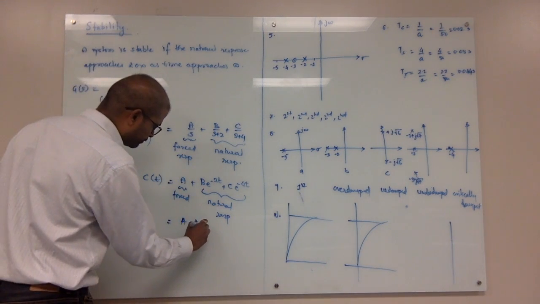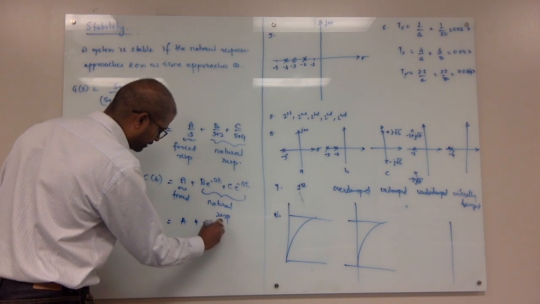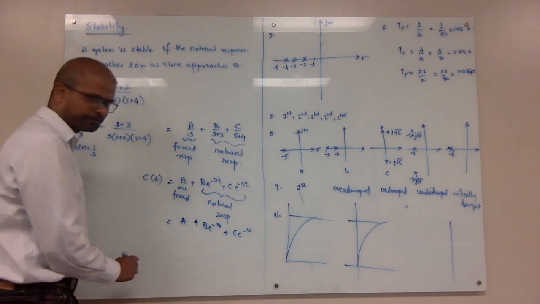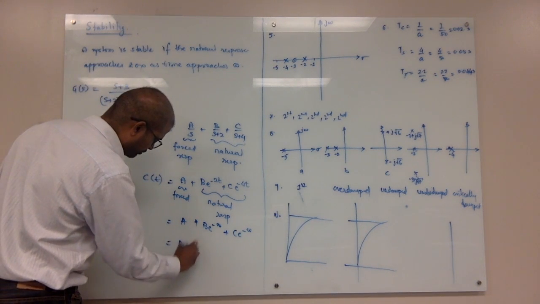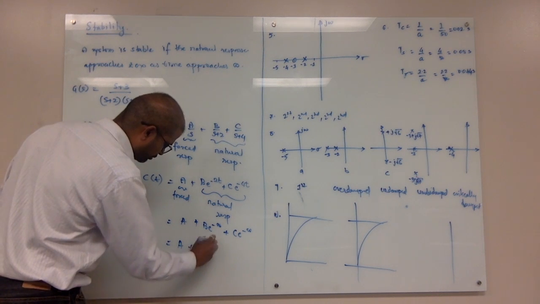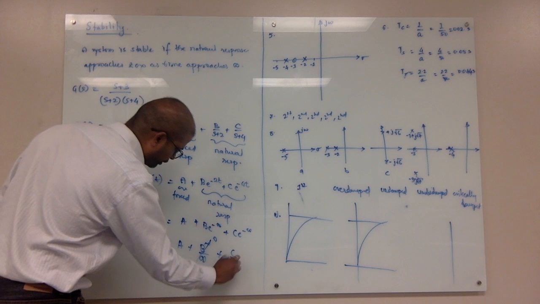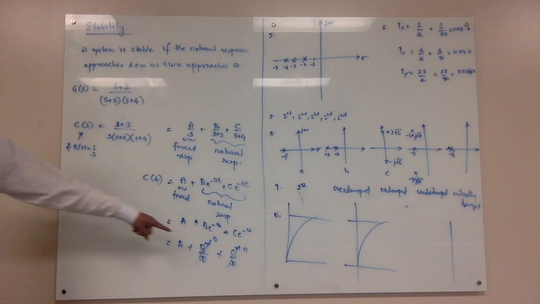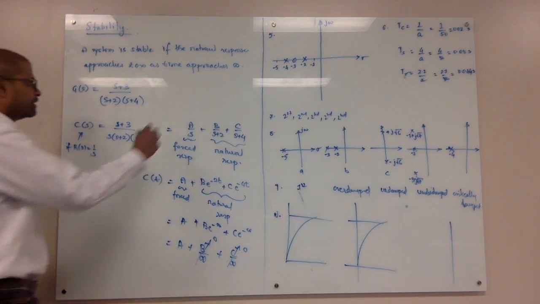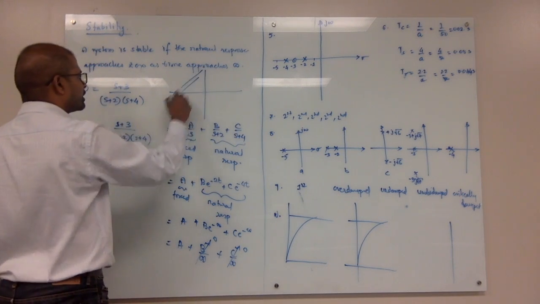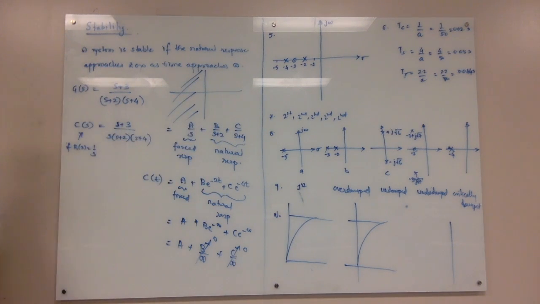This will be zero: b e to the power of minus infinity plus c e to the power of minus infinity. You got it? This will be b over infinity, which is 0, plus c over infinity, which is 0. What this translates to is, as long as the poles are in the left half plane, the system is stable. Does that make sense?